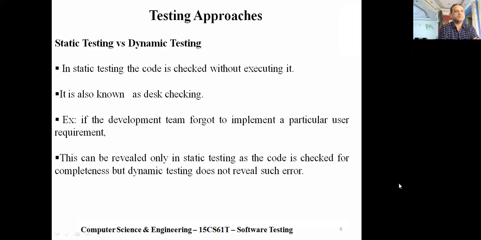Static testing versus dynamic testing. In static testing, the code is checked without executing it. It is also known as test checking. Example: if the development team forgot to implement a particular user requirement, this can be revealed only in static testing, as the code is checked for completeness, but dynamic testing does not reveal such an error. Yes, so that is static testing.